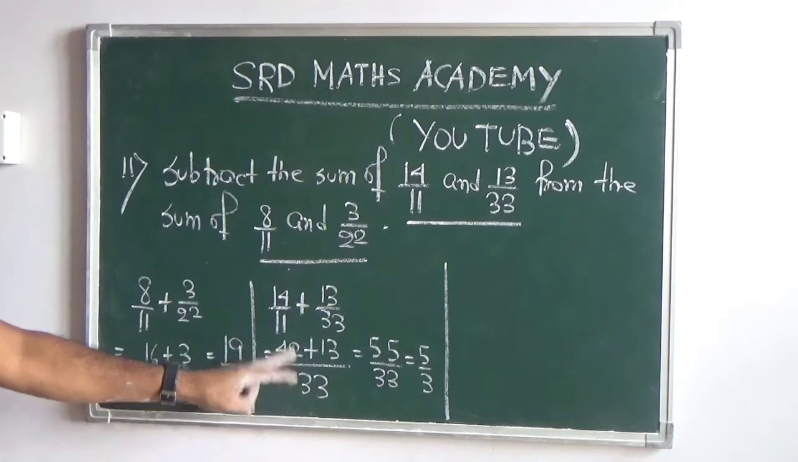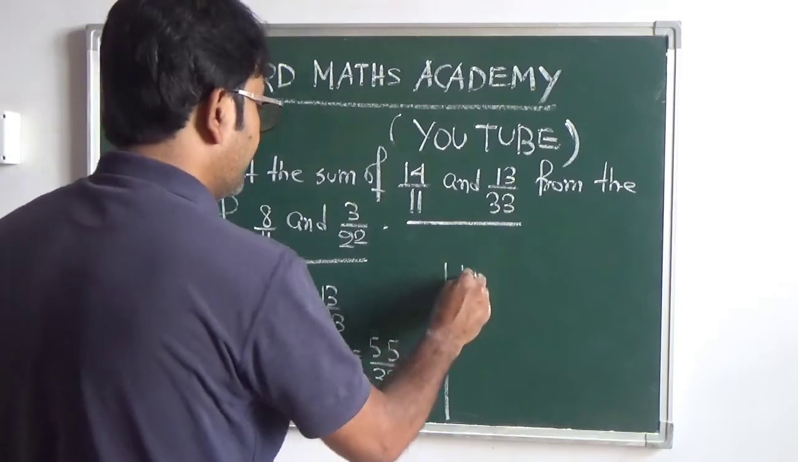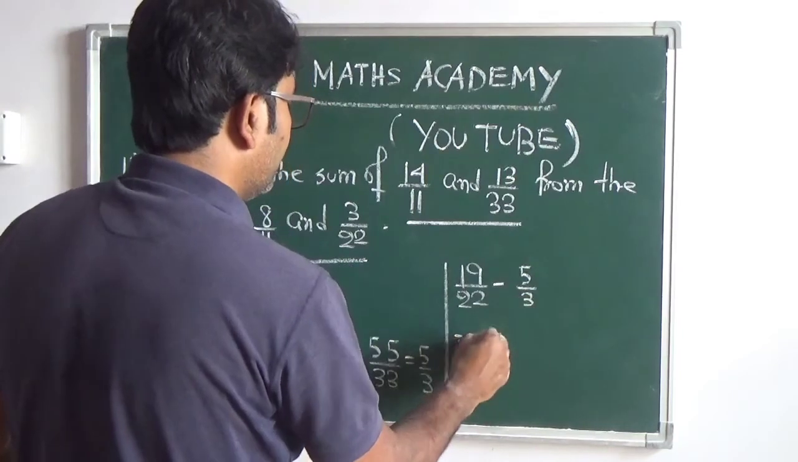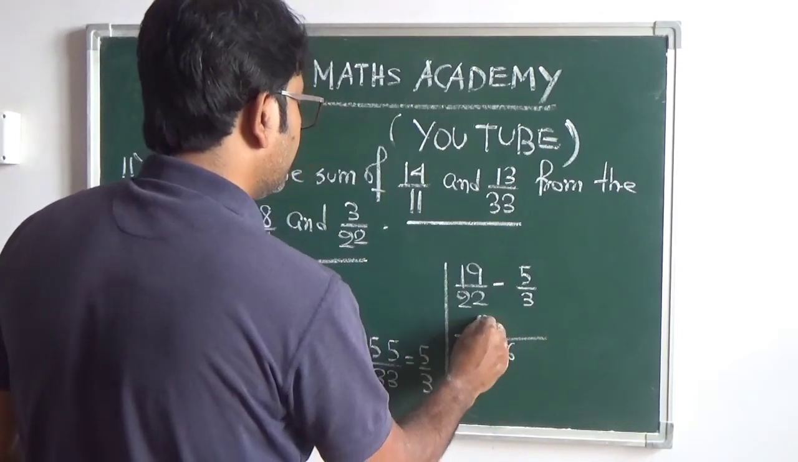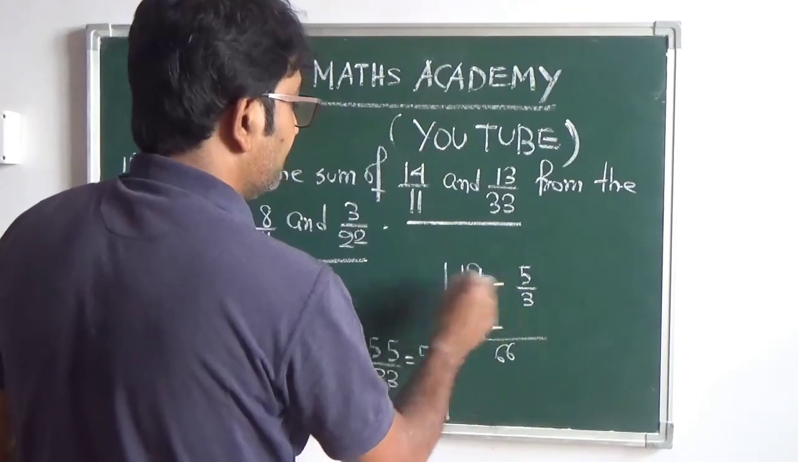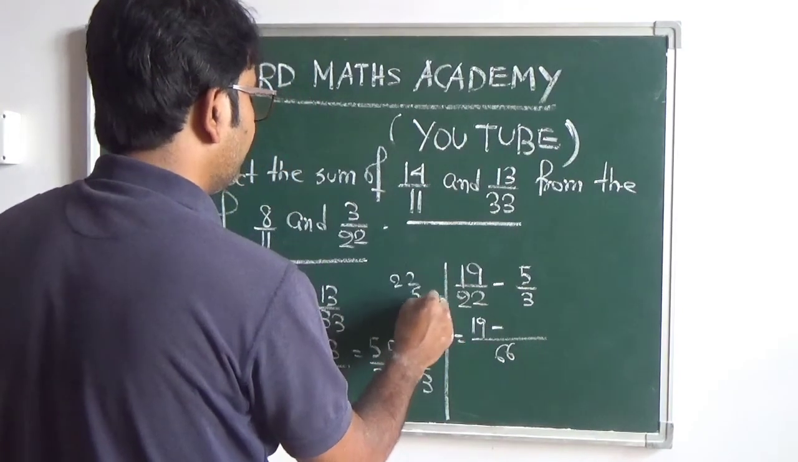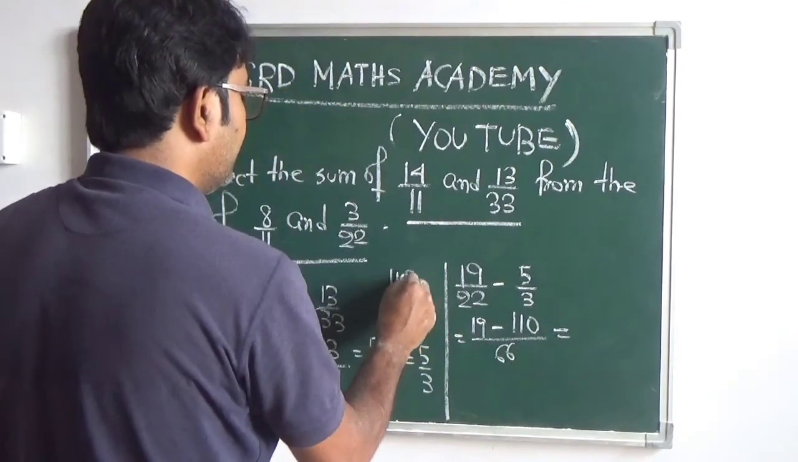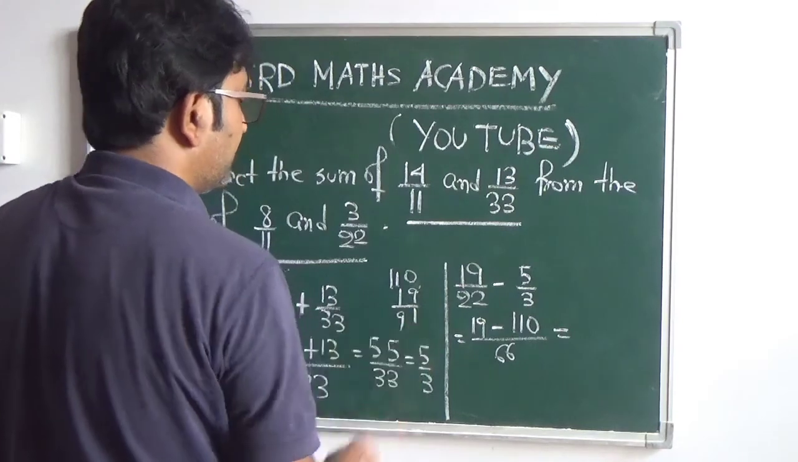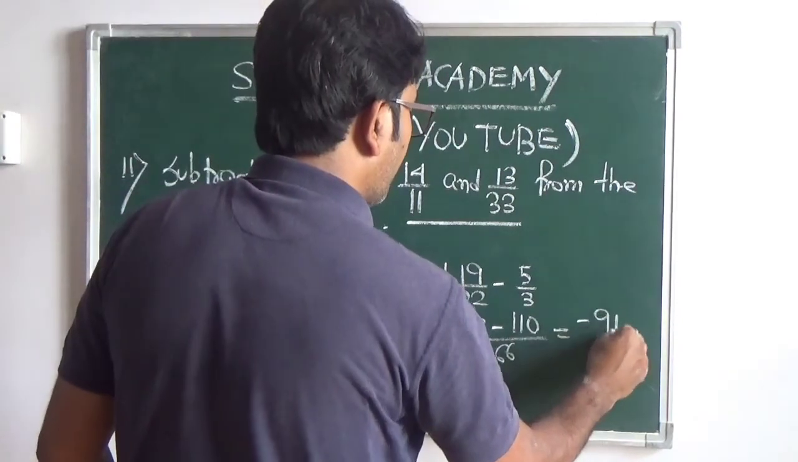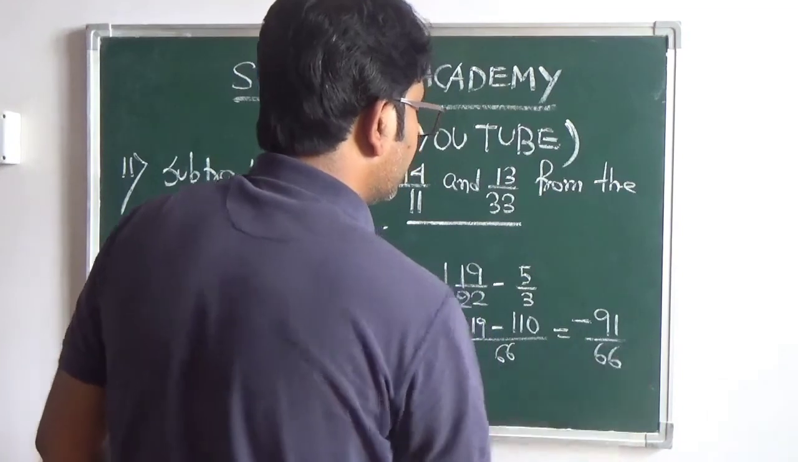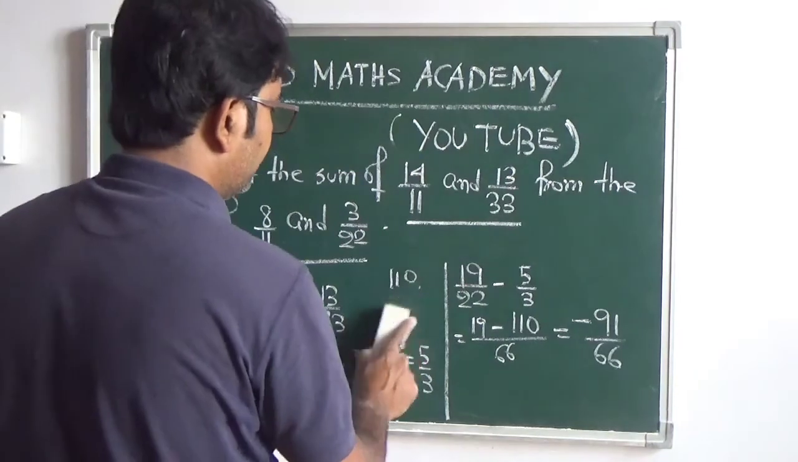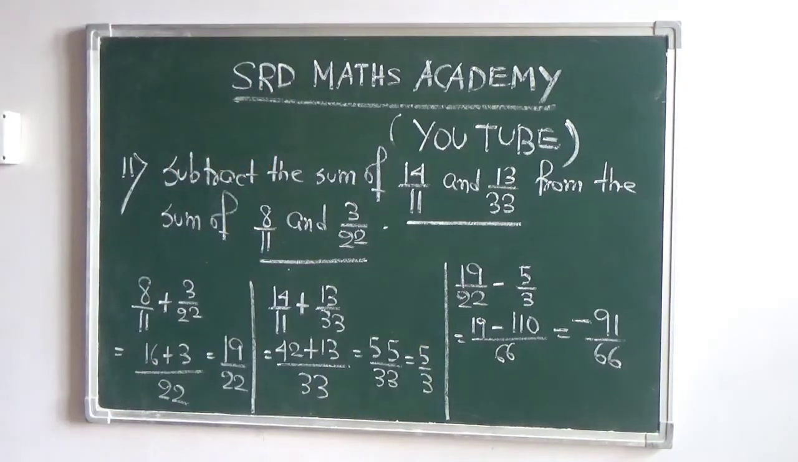Now from this value you have to subtract this value. So now 19 by 22 minus 5 by 3, the LCM will be 66. So it is 19 minus now 22 into 5, 110. So 110 minus 19, 91 by 66. Is the answer correct or not? Please check it. Can you check the answer from the book?